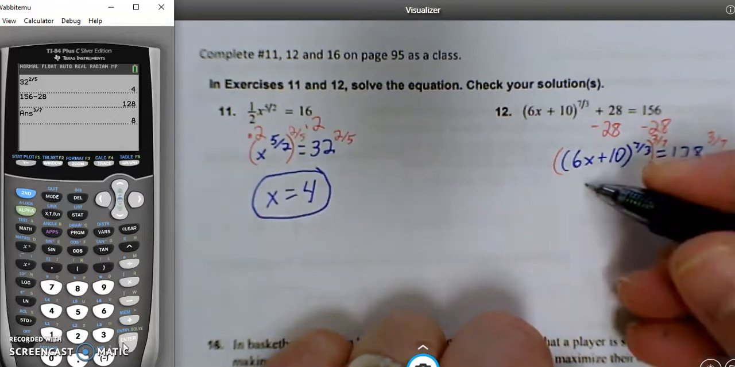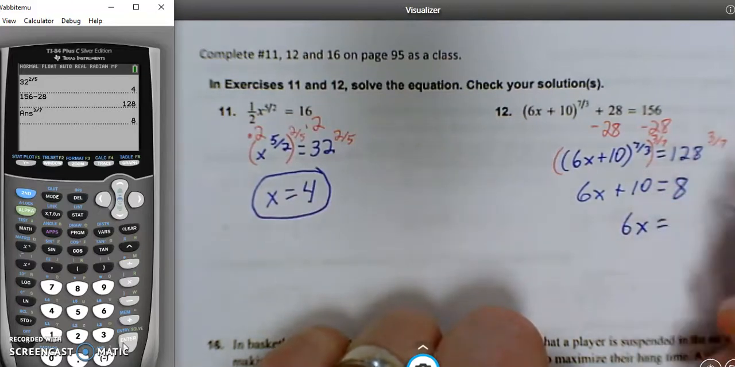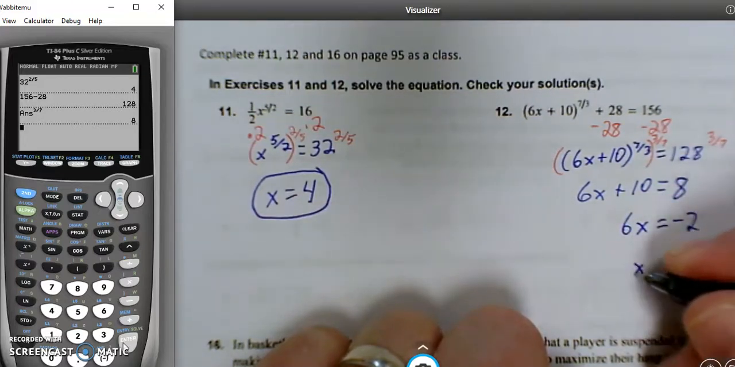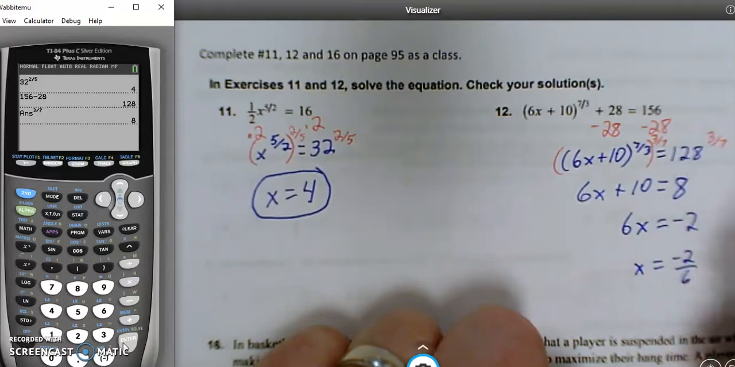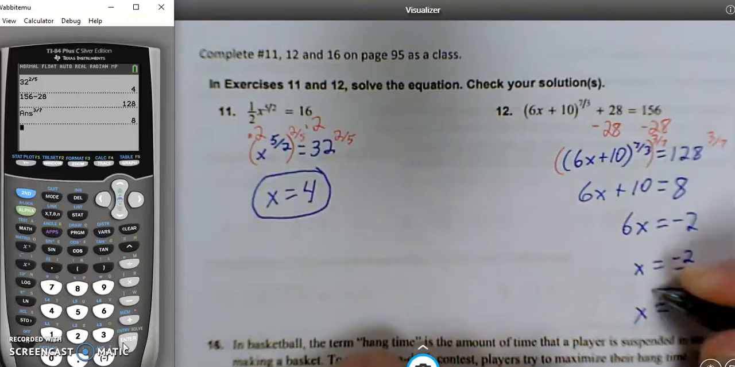I would be left with just 6x plus 10 on the left-hand side. So now I'm going to subtract 10. So 6x will equal negative 2. And divide by 6. x will equal negative 2 over 6, but you know that you need to reduce any fractions. Negative 1/3 is your best answer here.